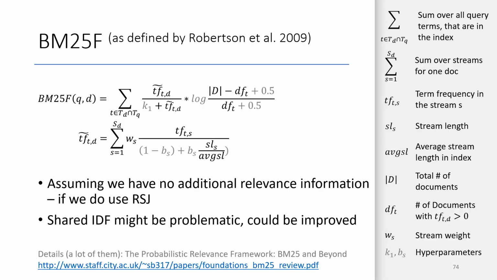The formula now looks like that. So we introduce this new stream length and stream weight parameter. But other than introducing these additional fields, the formula components themselves don't change. We only add another weighted sum to the composition.